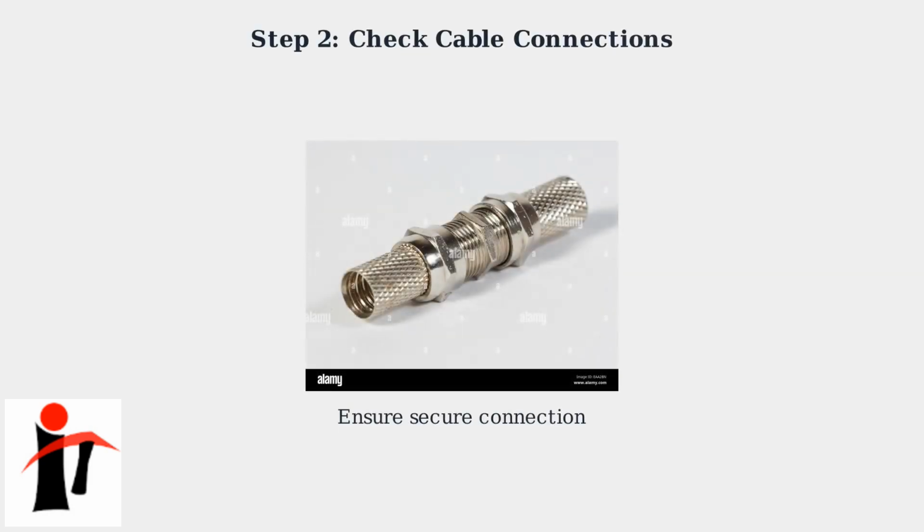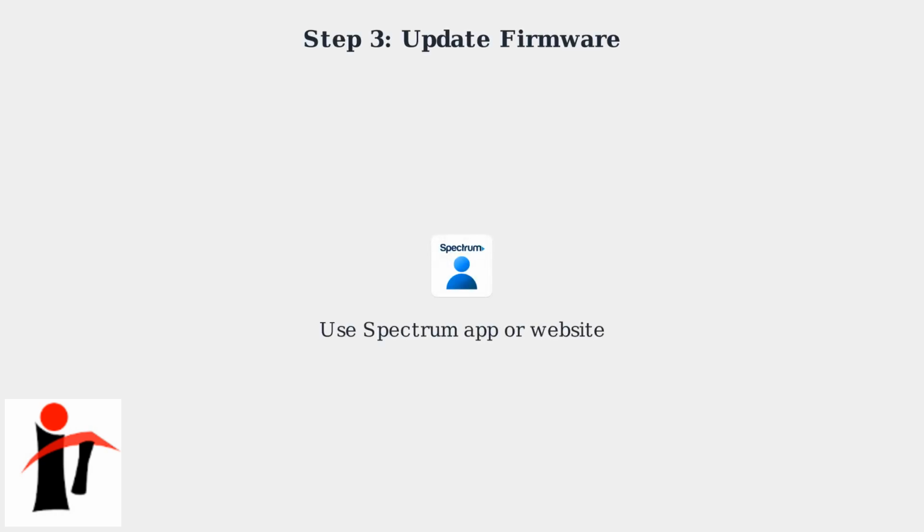Next, check all cable connections. Ensure the coaxial cable is securely plugged into the modem's cable in port and the wall outlet. If possible, test with a different coaxial cable. Check for modem firmware updates via the Spectrum app or website. Updates can fix bugs causing the red light.